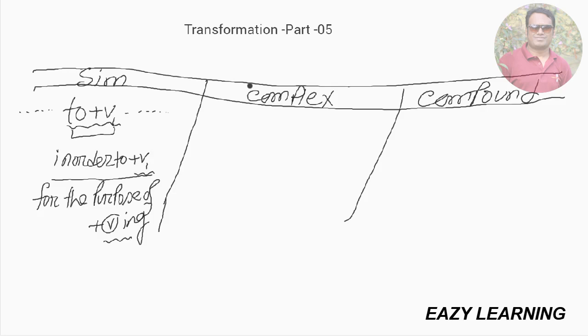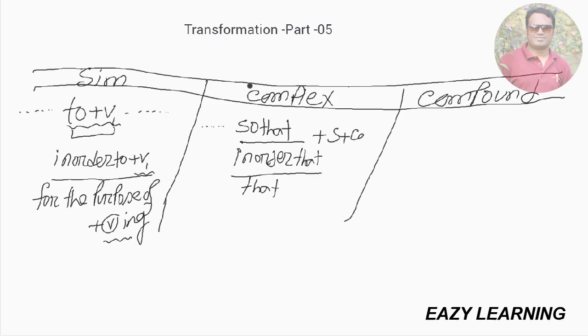You mind it deeply. A complex sentence will start in the middle part with "so that", or "in order that", or "that", plus subject plus can, could, plus verb 1. So you must follow this structure if you want to find a complex sentence.